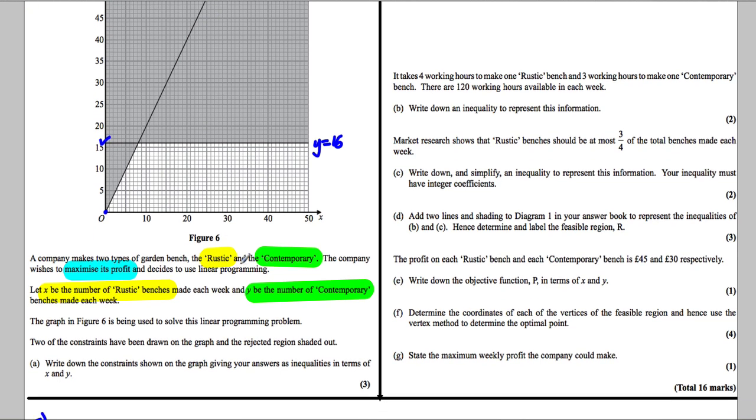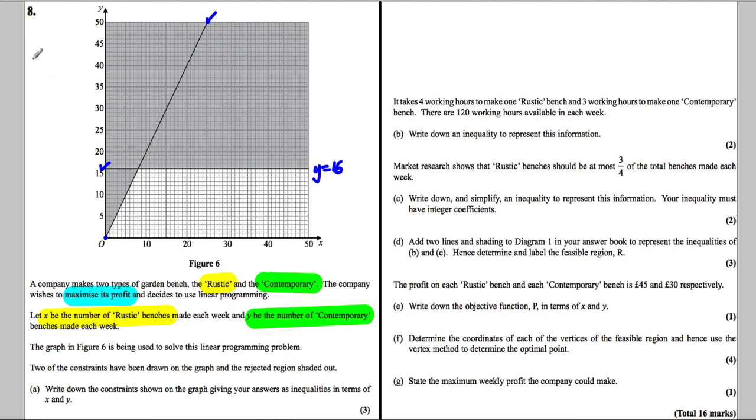We could formally work out the gradient. The gradient is the difference in y's, so let's pick something that definitely goes through there. So let's say it's 20 take away 0, divided by the difference in x's, 10 take away 0, which is clearly 2. So I could have worked out the gradient like that. Therefore using y equals mx plus c, and you know c is 0 because it crosses at 0, this line here must be y is equal to 2x. And this line here we said is y is equal to 16.